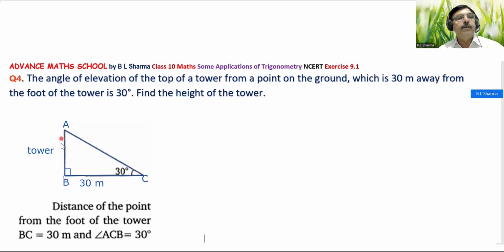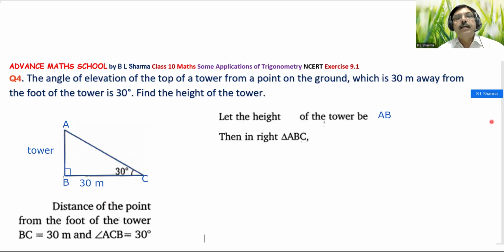Find the height of the tower. We have to calculate AB. We know that in a right angle triangle, one acute angle is given 30 degree and one side is given 30 meter. So by trigonometric ratios, we can calculate the third side AB. In right angle triangle, AB upon BC, for 30 degree angle, AB is perpendicular and BC is base. Perpendicular upon base, that is tan theta. In place of theta, you write 30 degree. The value of tan 30 degree is 1 upon root 3.